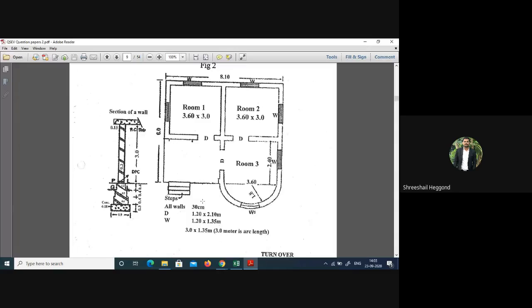The radius will be 1.8 meter. To find out the center line length, 1.8 is the internal length. Add the extra wall thickness, that is 0.15, to reach the center of the wall. That will become 1.95, the total center line radius, and pi r will give the center line length of the semicircle wall.